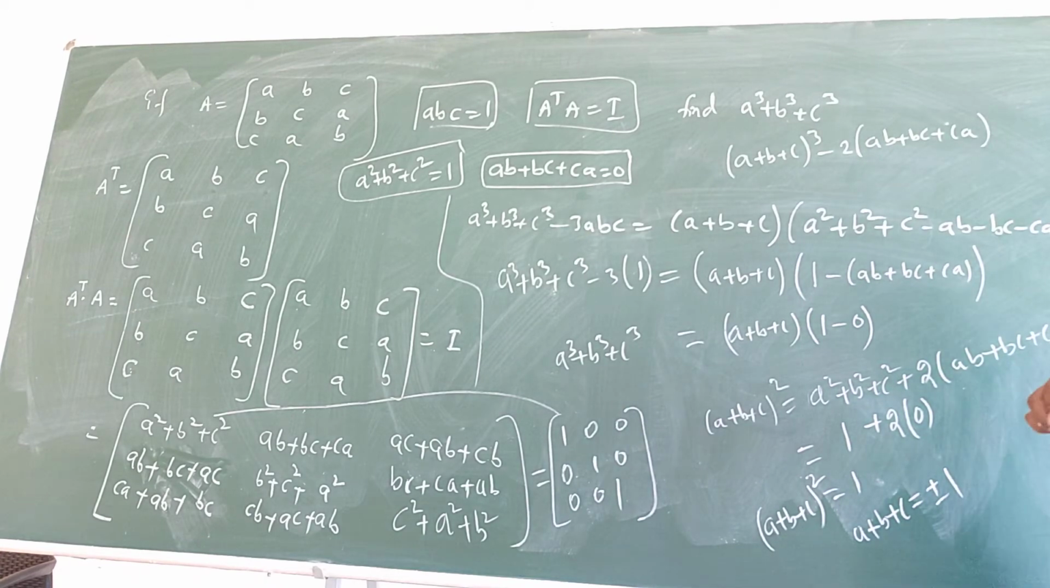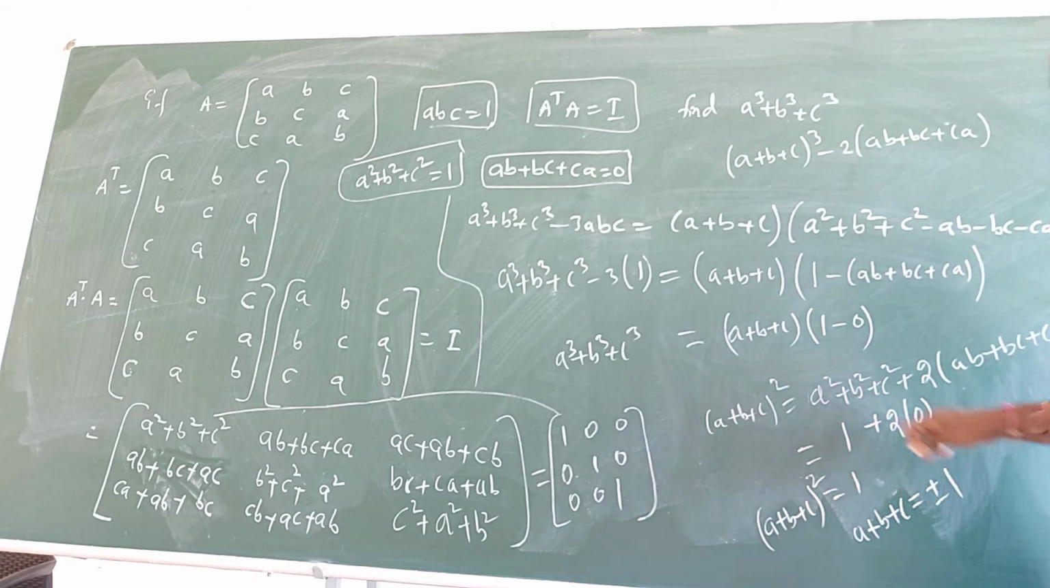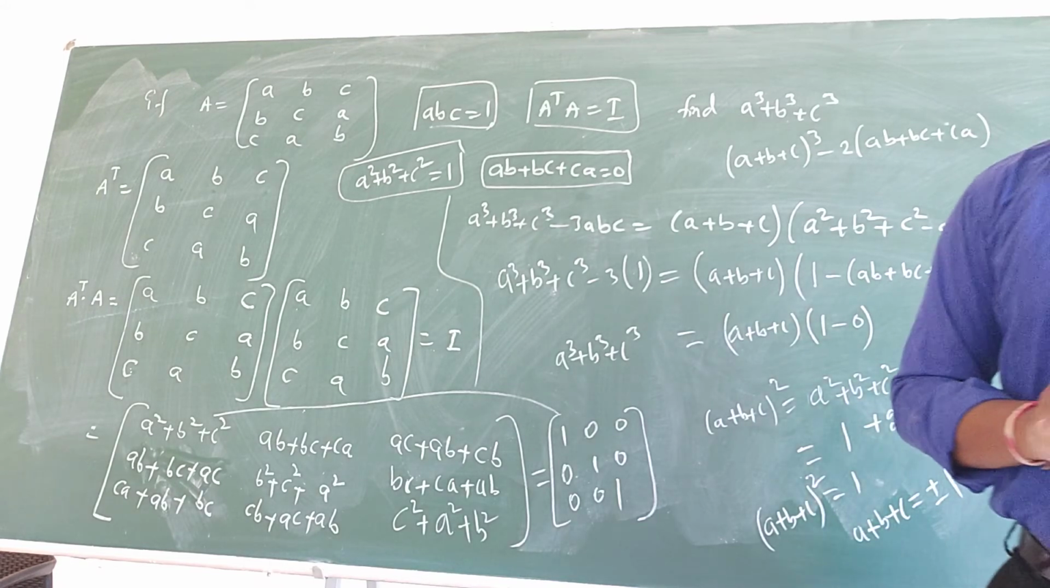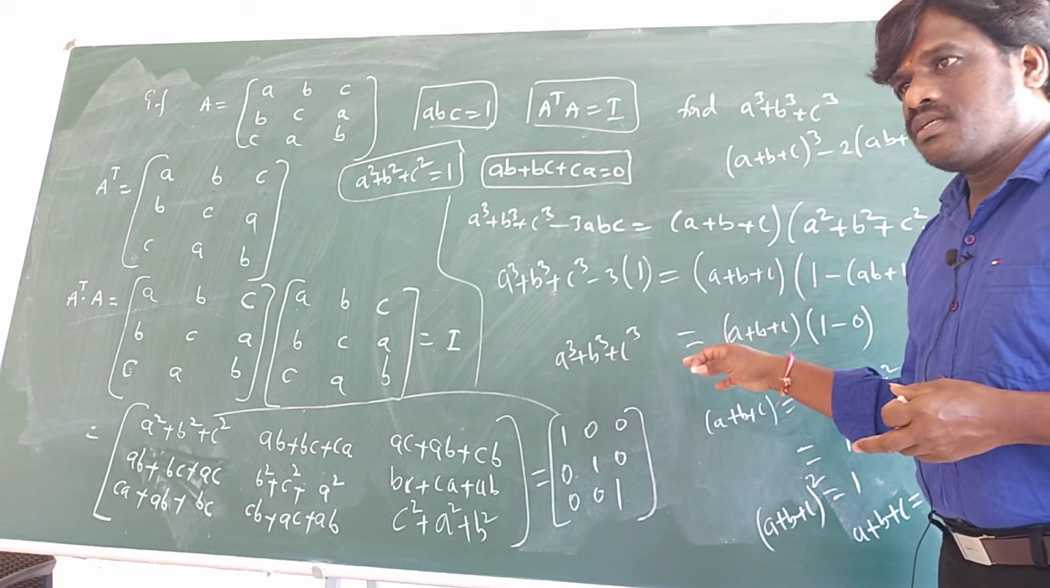Okay, so A³ + B³ + C³ becomes what here? 1 into 1 or −1 into 1. So the answer is what? Plus or minus 1. Understood what I said? Is it clear, this total? Any doubts?